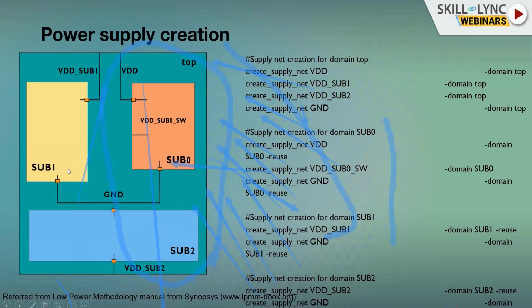And when you come to sub 1, similar thing, you're creating and reusing them. And then sub 2 is also the same thing. So this is the first step, you created all your supplies here.